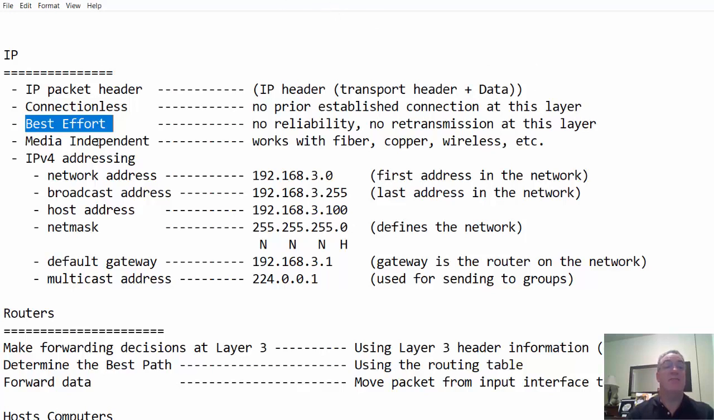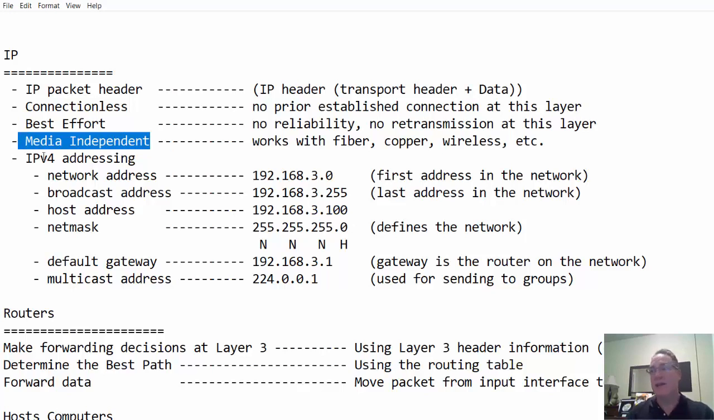And IP is media independent. IP addressing, end-to-end networking across the internet works whether it's going across fiber optic cables, copper lines, or wireless radio waves. It's media independent. It's existing at layer 3, not at layer 1.